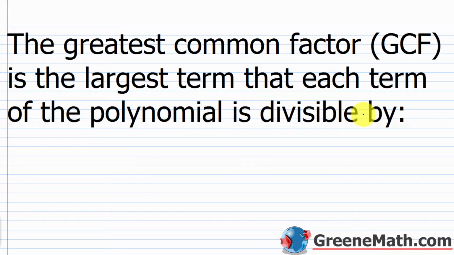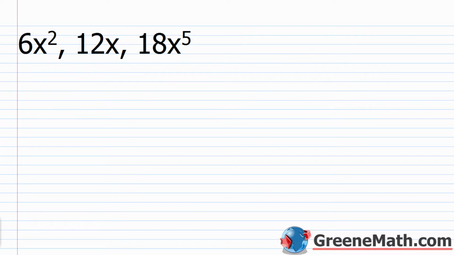So I want to start out with a brief example. We want to find the GCF for 6x squared, 12x, and then 18x to the fifth power. So for the number part, we've been doing this since pre-algebra. If I wanted to find the GCF for 6, 12, and 18, a lot of you at this point can eyeball that and say, well, I know it's 6, because 18 divided by 6 would be 3, 12 divided by 6 would be 2, 6 divided by 6 would be 1.